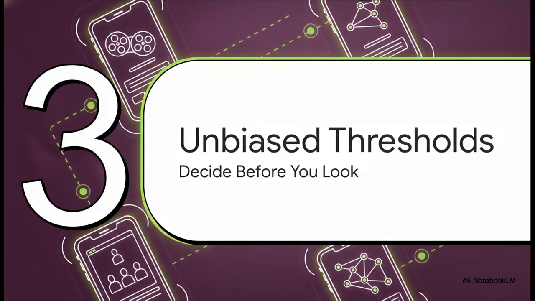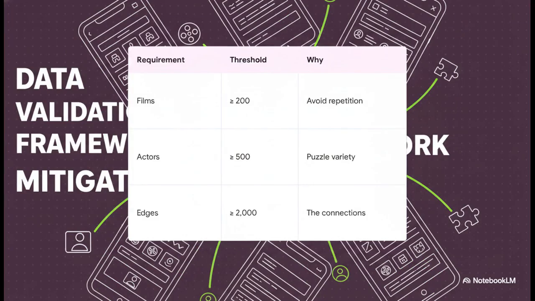Section 3, setting unbiased data thresholds. Deciding before you look. Now, what's really interesting about this is how disciplined you have to be. For Cineladder, they knew they needed 3 core ingredients: films, actors, and the connections between them. And they set hard minimums per language track before they even touched a database. They needed at least 200 films to avoid weekly repetition, 500 actors because that's where the puzzle variety comes from, and 2,000 edges, or links between the films and people, because those connections actually are the puzzle. Doing this before writing any queries is absolutely crucial.